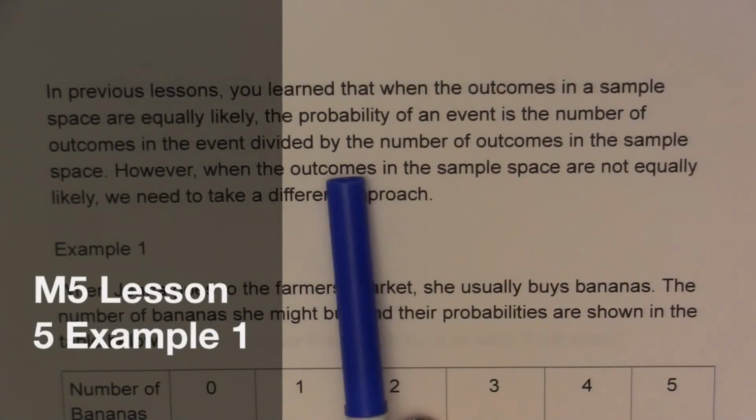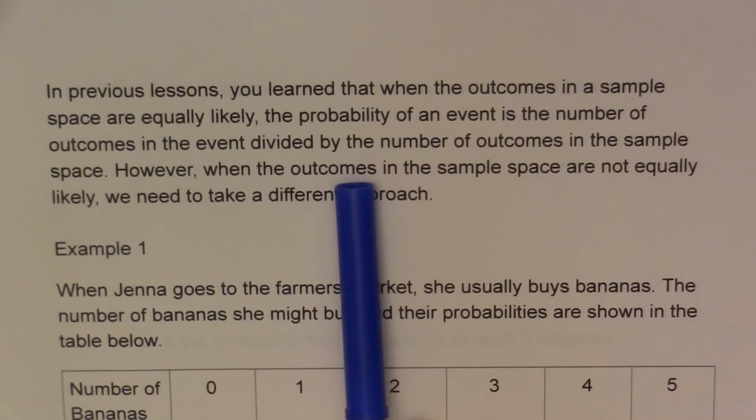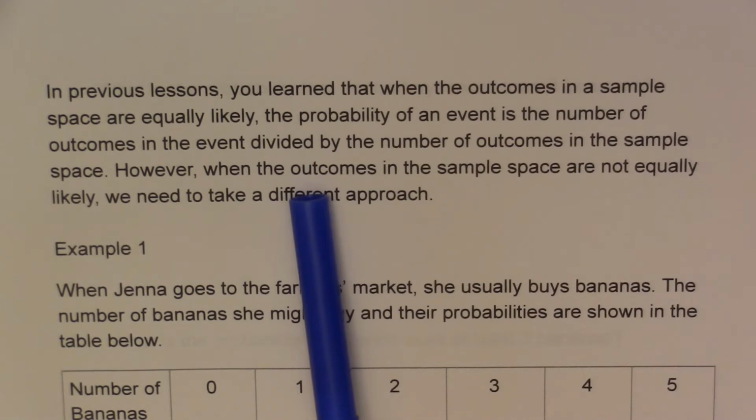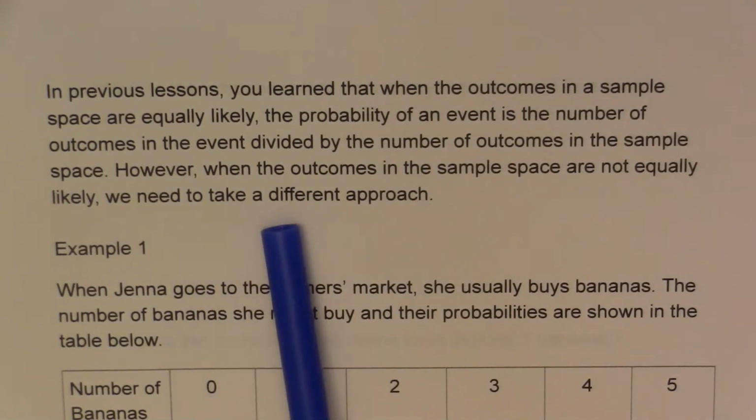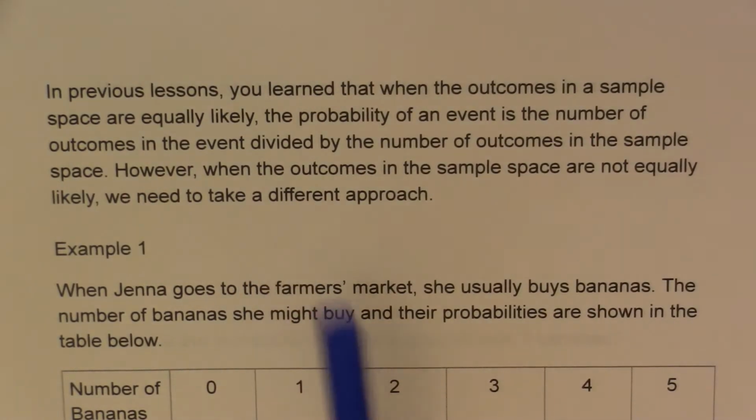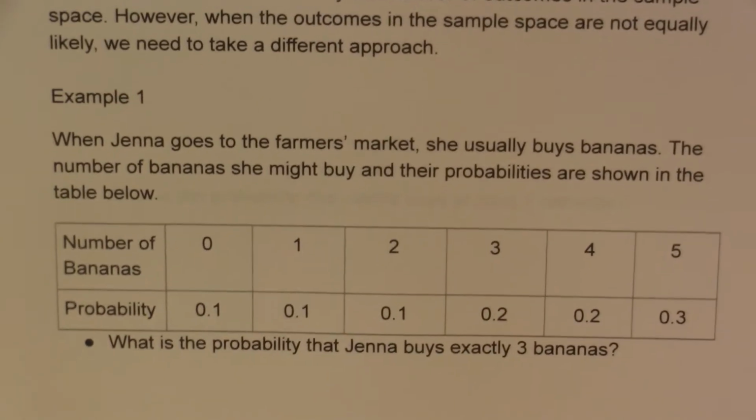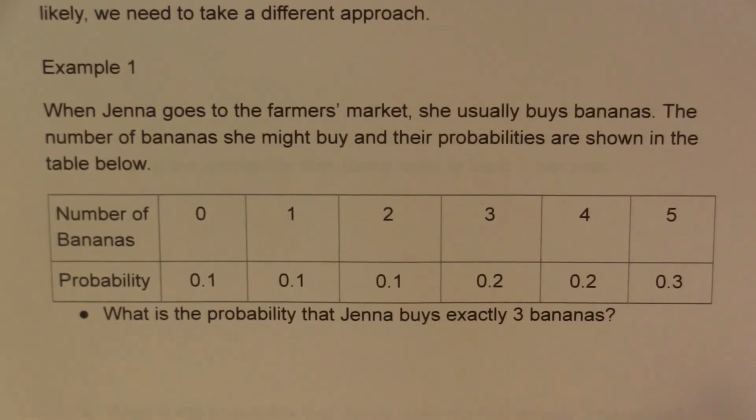In previous lessons, you learned that when outcomes in a sample space are equally likely, the probability of an event is the number of outcomes in the event divided by the number of outcomes in the sample space. However, when the outcomes in the sample space are not equally likely, we need to take a different approach. Let's look at example 1 to see what we're going to do when these are not equally likely.